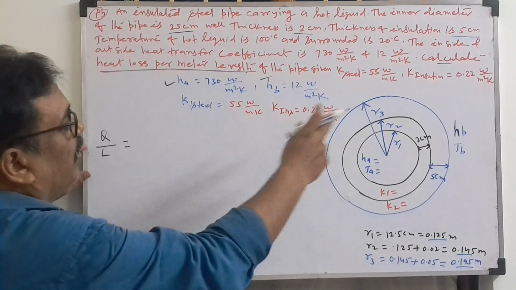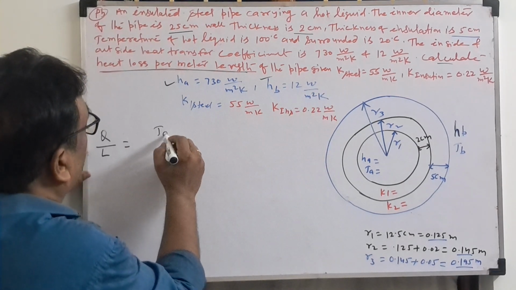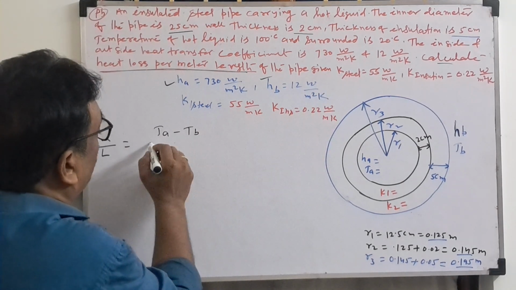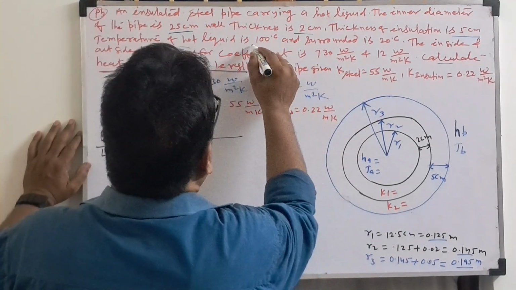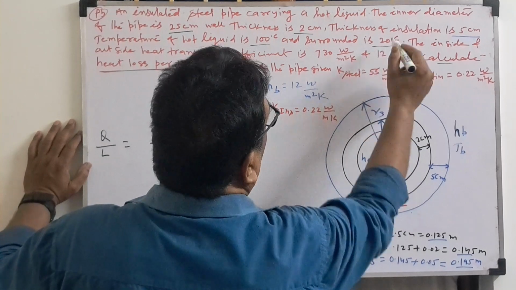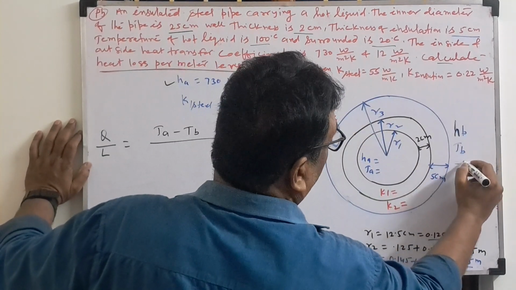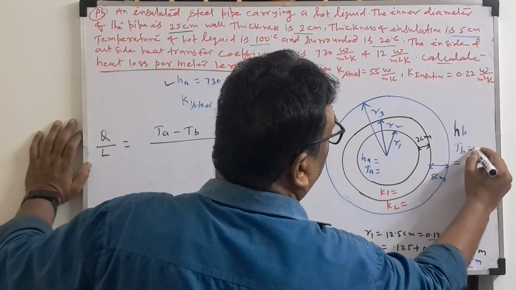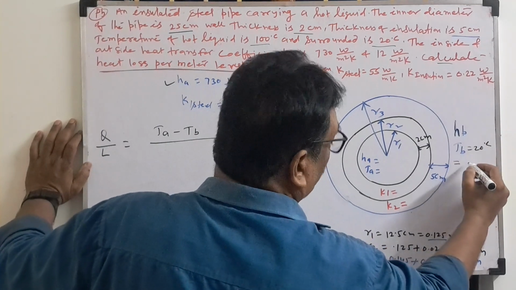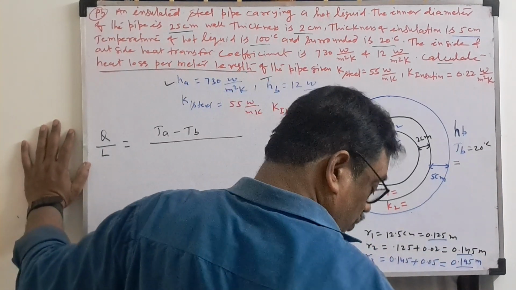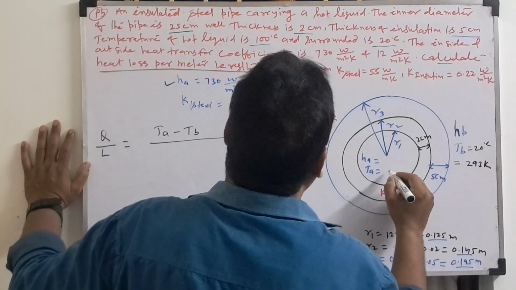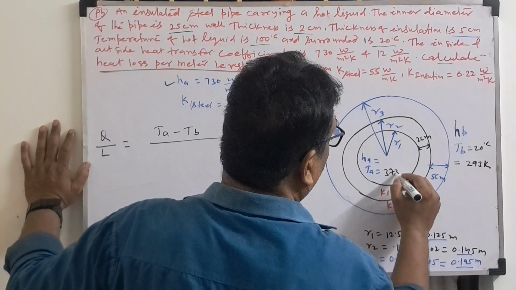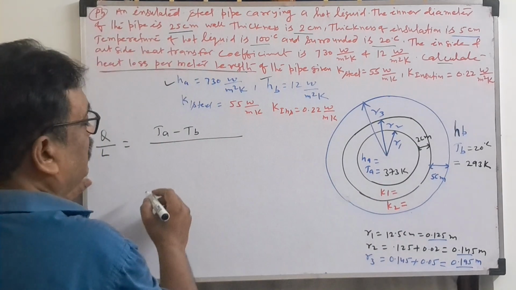What is the overall temperature? TA minus TB. This temperature is given for the liquid and the surrounding. TB is 20 degrees Celsius; in Kelvin, how much is it coming? 273 plus 20 is 293 Kelvin. What is TA? 100, so 373 Kelvin. So TA minus TB we know.